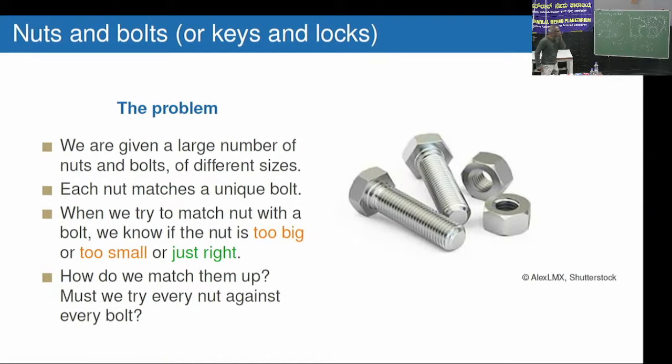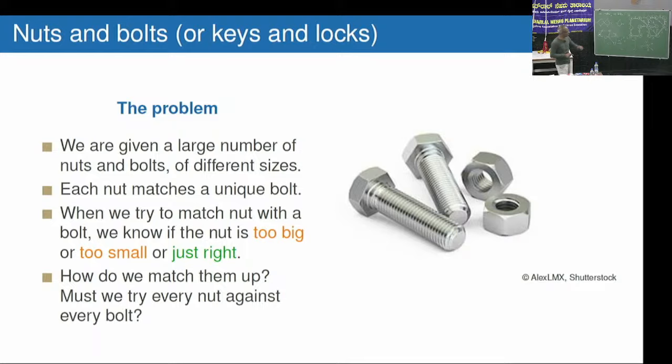So this is a problem of nuts and bolts. A completely new thing. You're given a certain number of nuts and bolts, and they're all of different sizes, okay? And they've not been screwed in, they've been put on the table. And for each nut, we want to find the bolt which matches it. There is only one, they are all of different sizes.